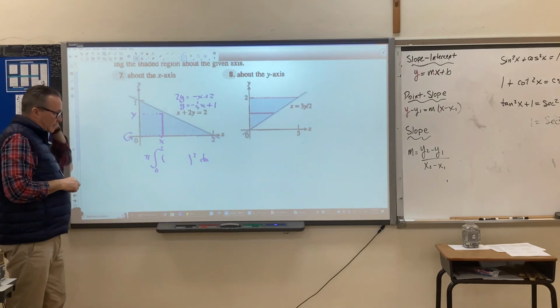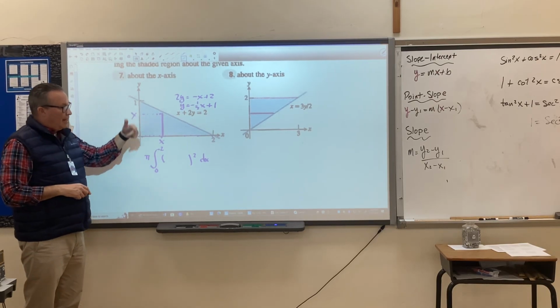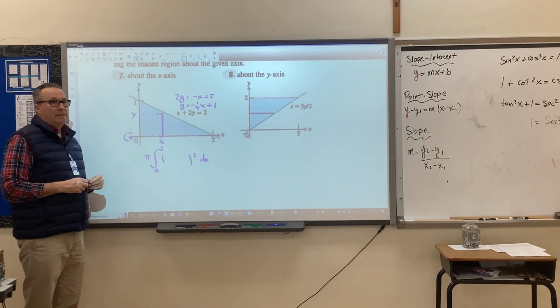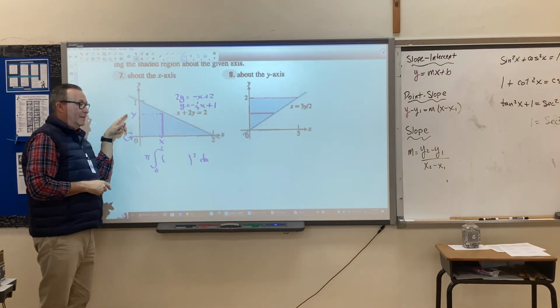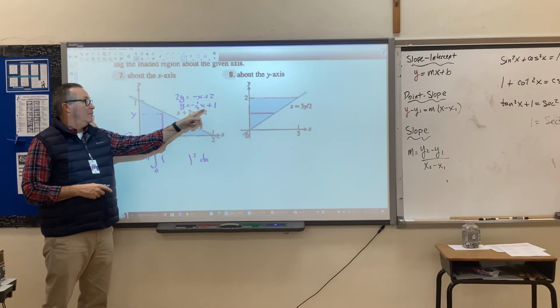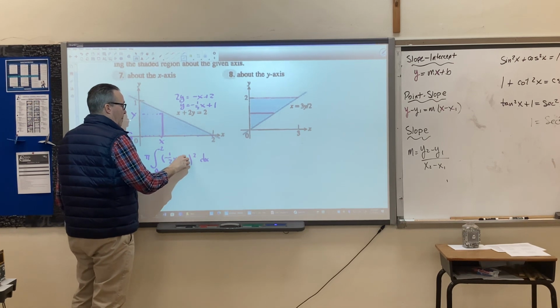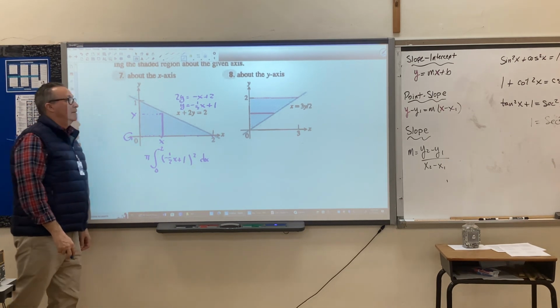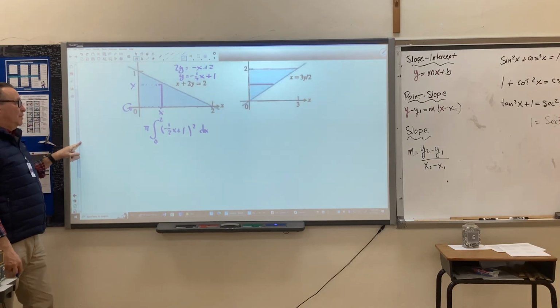And what's the radius if we revolve this about the x-axis? Radius. There's the radius. It's y. Isn't it just that? Just negative 1 half x plus 1. That's the answer. Do we have to find the bottom?